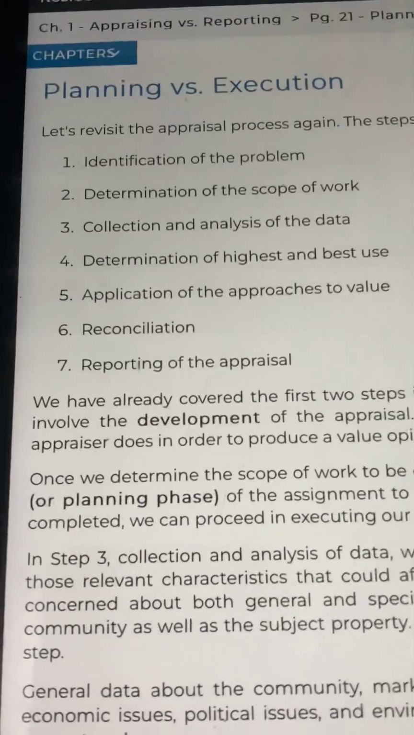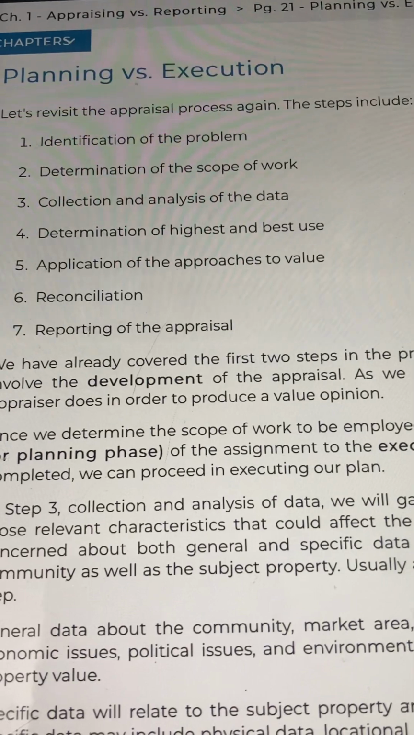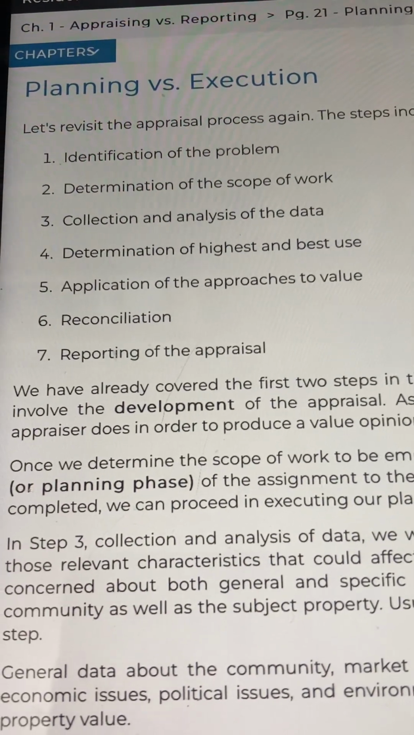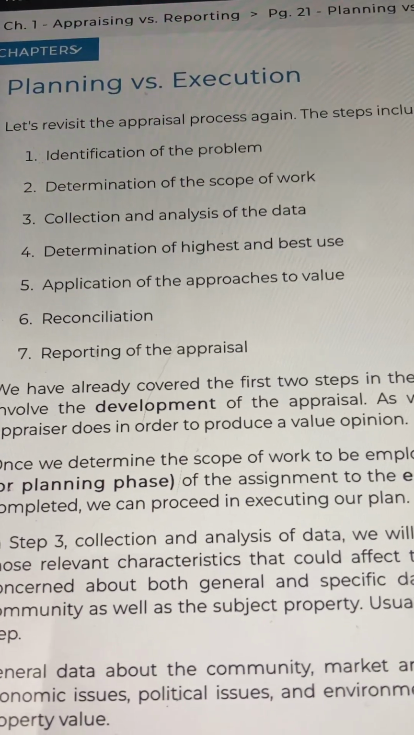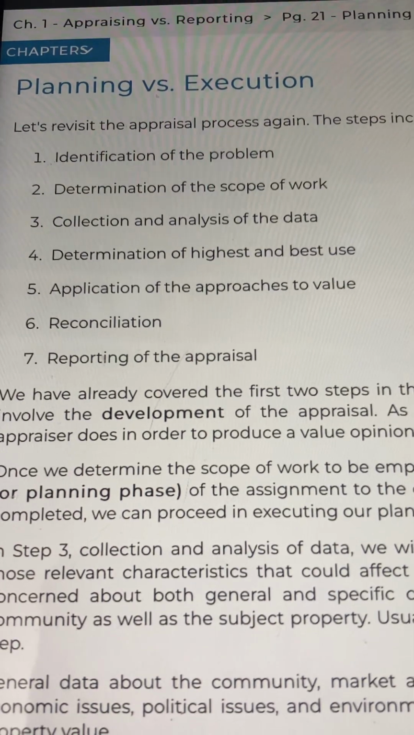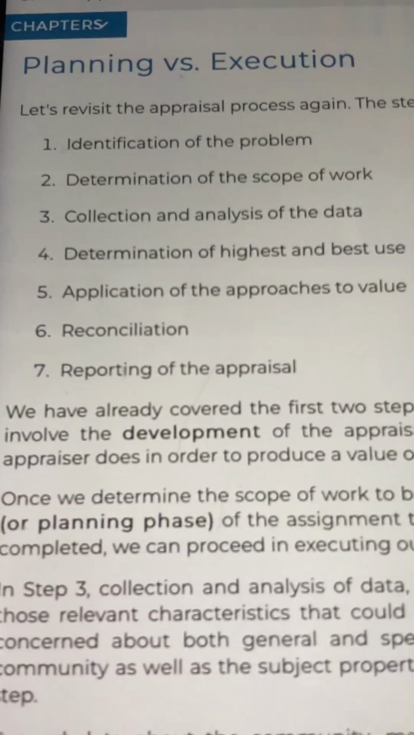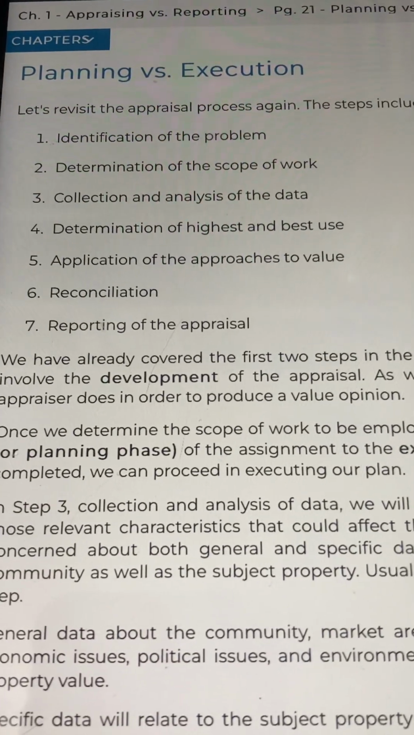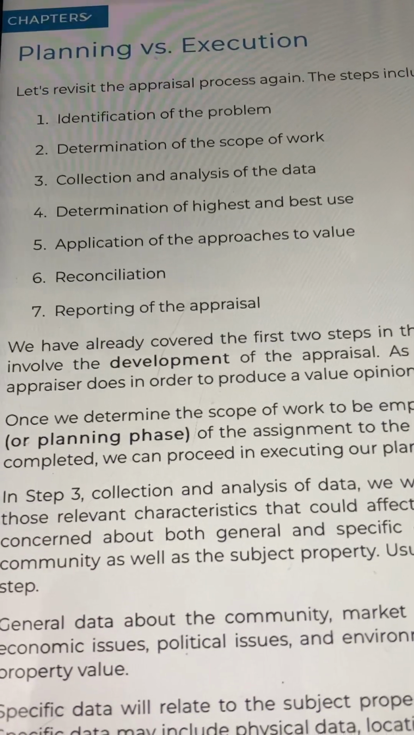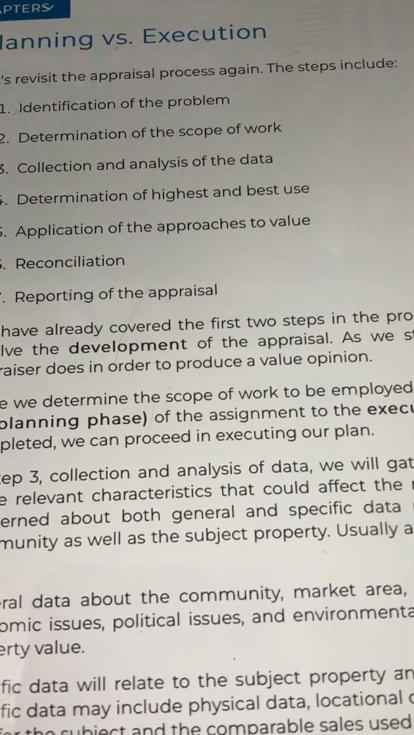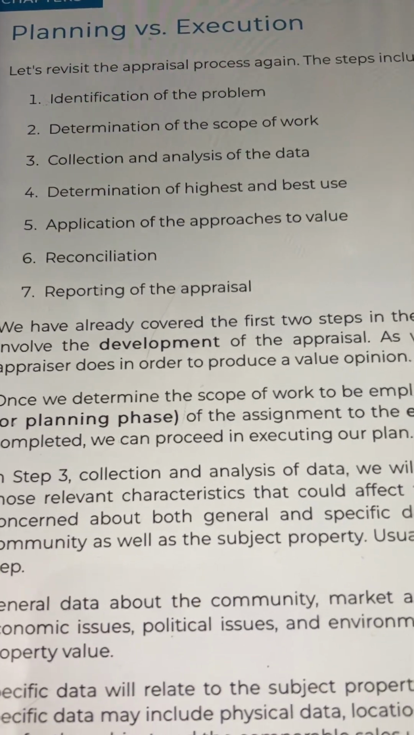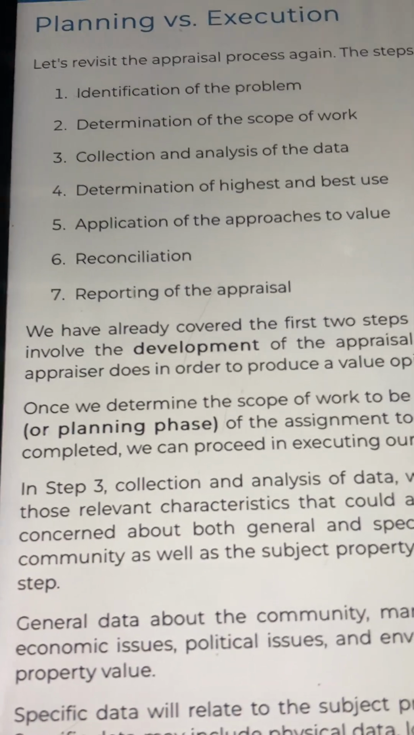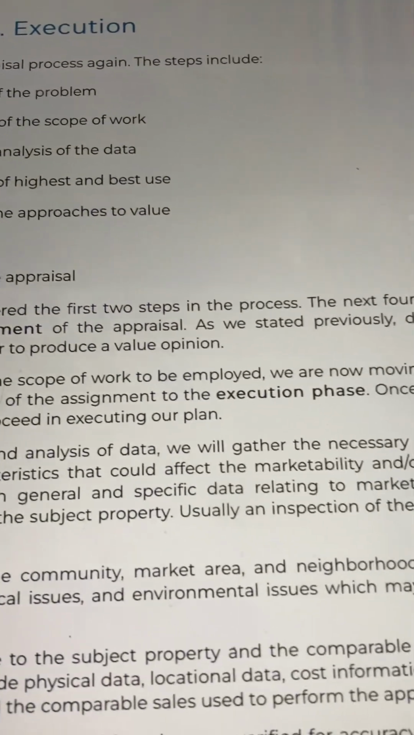Page 21, planning versus execution. Let's revisit the appraisal process again. The steps include, number 1, identification of the problem. Number 2, determination of the scope of work. Number 3, collection and analysis of the data. Number 4, determination of highest and best use. Number 5, application of the approaches to value. Number 6, reconciliation. And number 7, reporting of the appraisal. We have already covered the first 2 steps in the process.